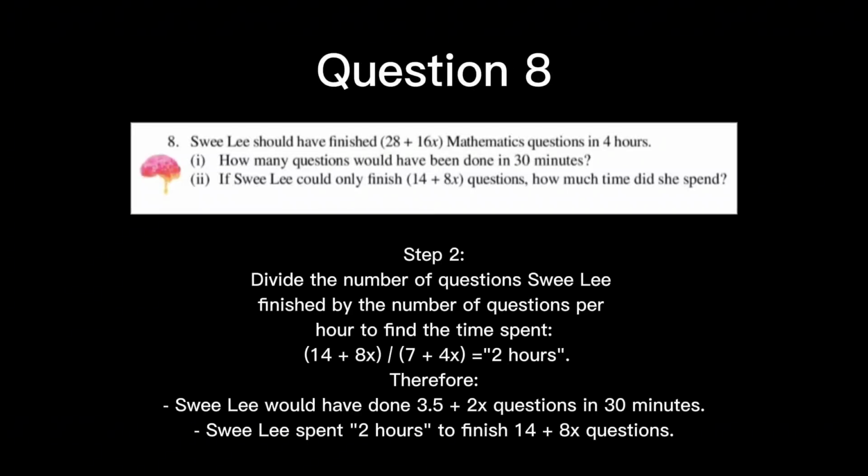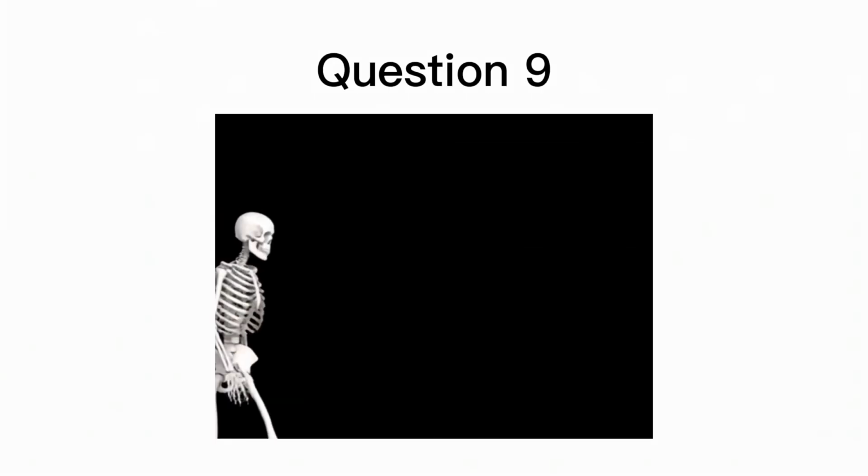Step 2. Divide the number of questions Sweetie finished by the number of questions per hour to find the time spent. (14 + 8x) / (7 + 4x) = 2 hours. Therefore, Sweetie would have done 3.5 + 2x questions in 30 minutes. Plus we only spent 2 hours to finish 14 + 8x questions.